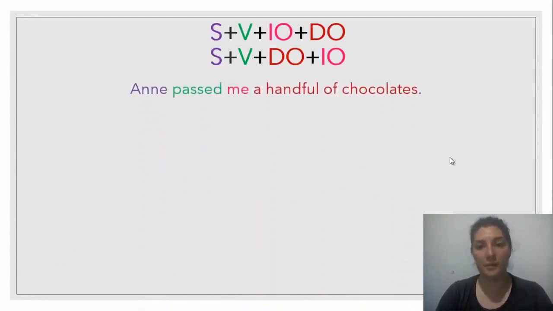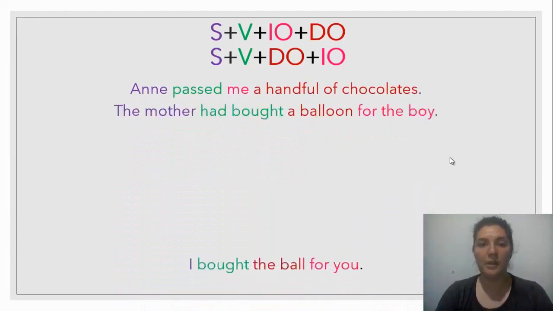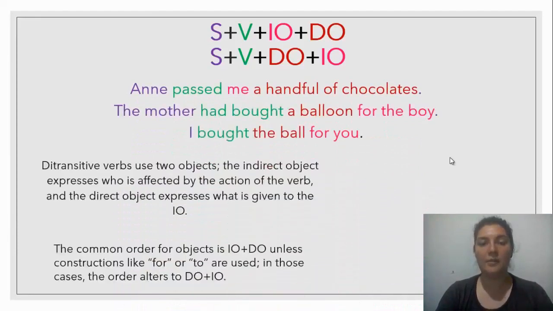Here we have some examples. And in these examples, we are using transitive verbs. The transitive verbs are those verbs which need two objects. One specifying the idea of who was affected by the action of the verb, this is the indirect object, and another expressing what's being given to the indirect object. That item is the direct object.